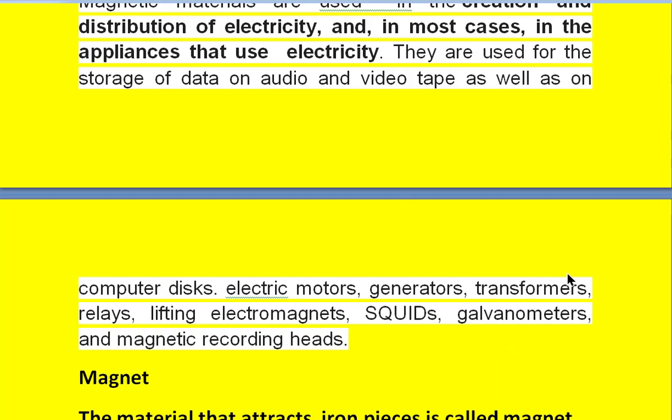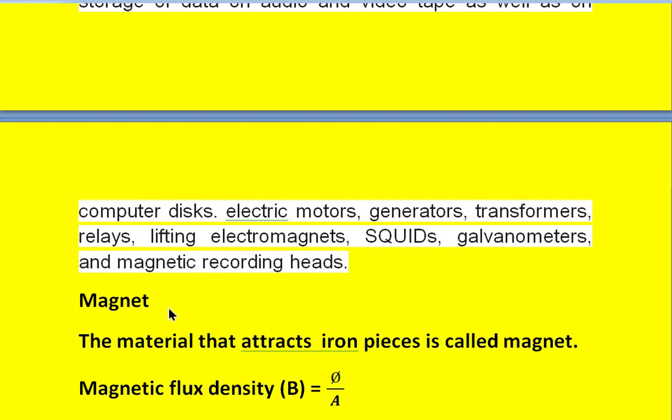Similarly, for transformers, if there is no magnetic material which couples the primary winding and secondary winding of the transformer, there is no question of transferring power from one place to the other. So similarly in other cases also.